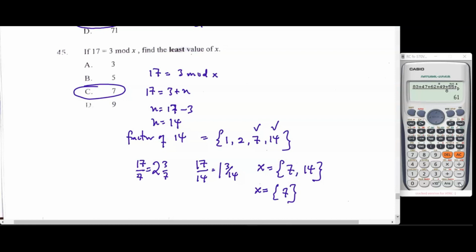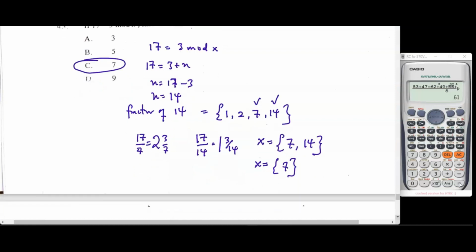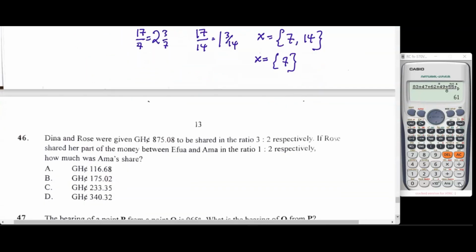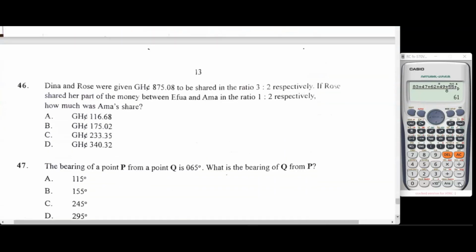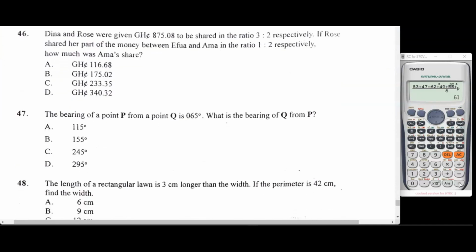All right. So please note how to get these things done very carefully. Then we come to question number 46. It says that Diana and Rose are given 875.08 to be shared in the ratio 3:2 respectively. If Rose shared her part of the money between Efua and Amma in the ratio 1:2 respectively, how much was Amma's share? So we need to find Rose's share that was shared between Efua and Amma.